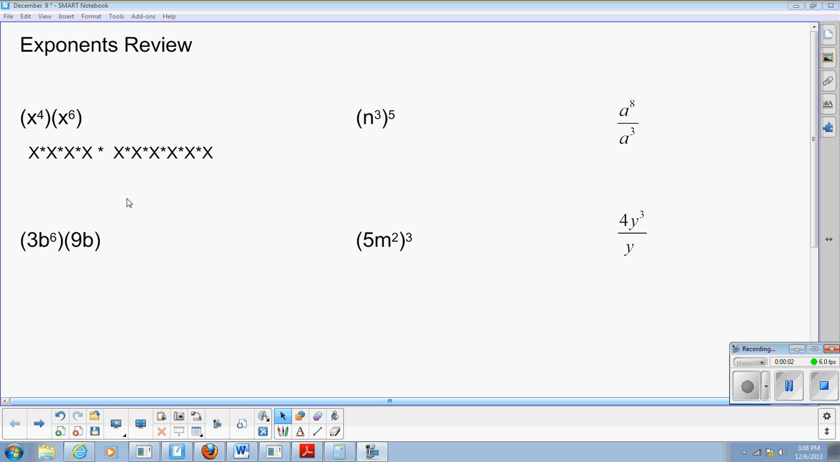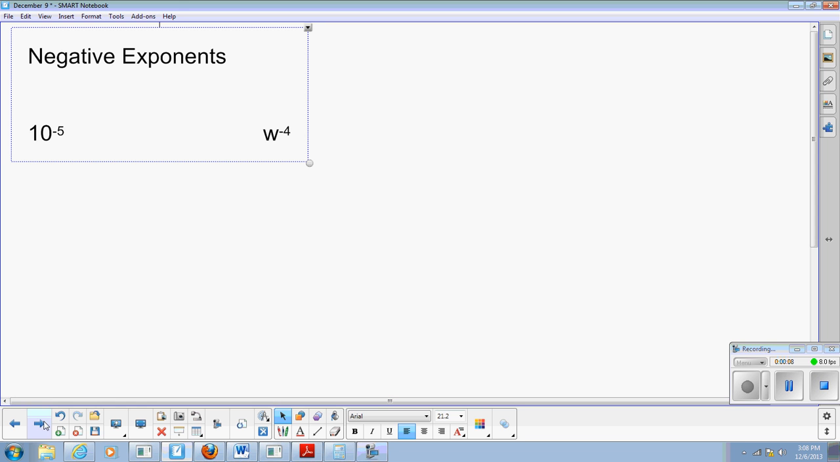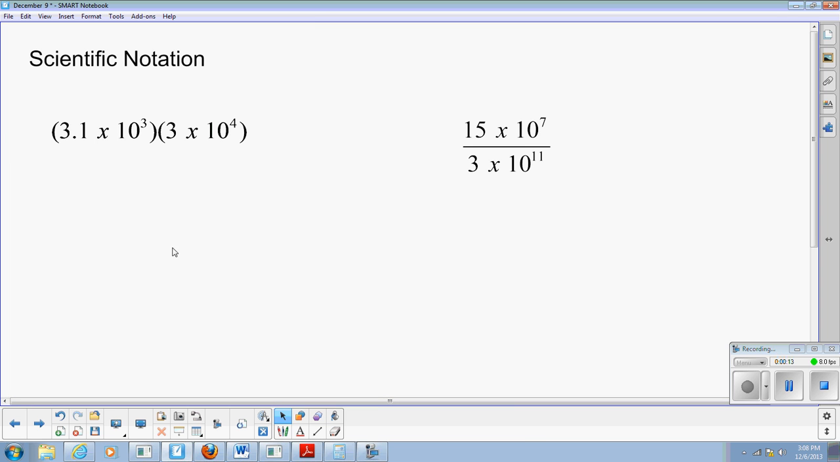Today you're going to receive a sheet where you are going to be working on exponents with problems very similar to these six that you see here, with negative exponents similar to the two that I have here, scientific notation problems similar to these two that I have here, and then on the back side of it will be some equation work to solve.